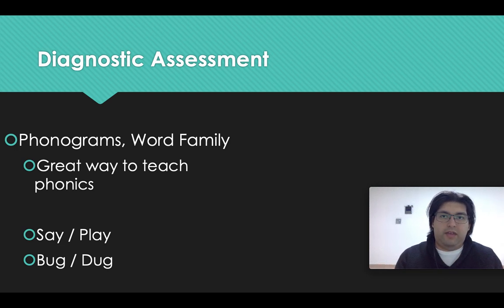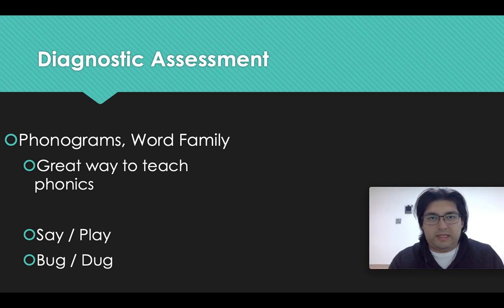And if the child misreads one, then you can go in and look and say, well, what's going on here? For instance, if the child says this is bug, and then says this also is bug, then maybe there's a problem with them not having a recognition of the D or what sound the D can make.